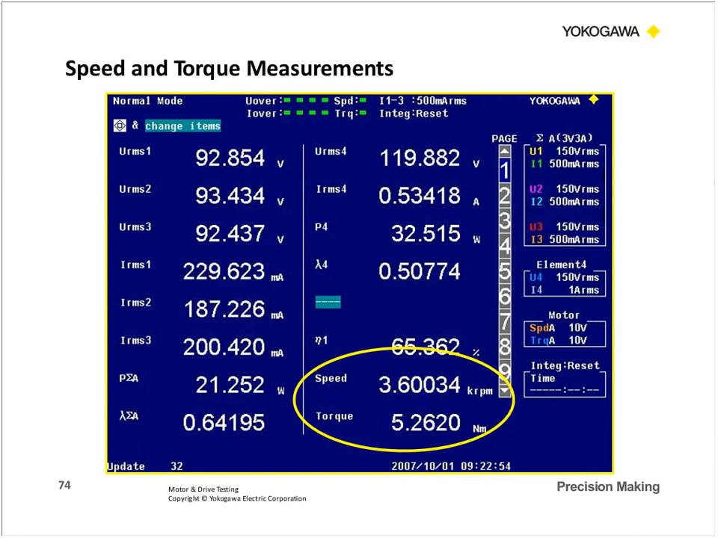So with our speed and torque measurements, we've got our electrical measurements. Here we've got a speed measurement of 3,600 RPM and a torque of 5.2 Newton meters.